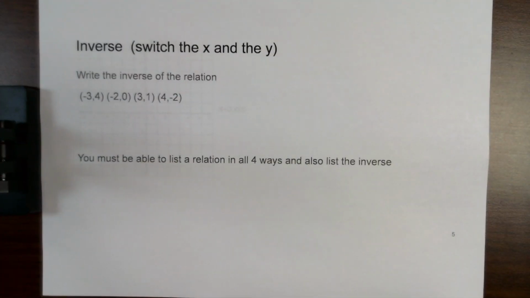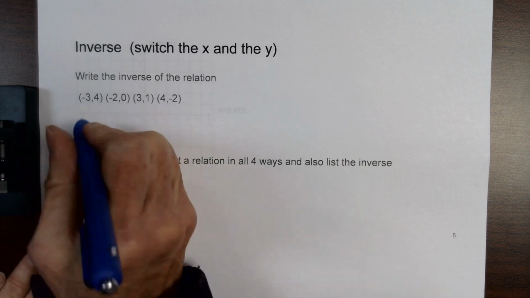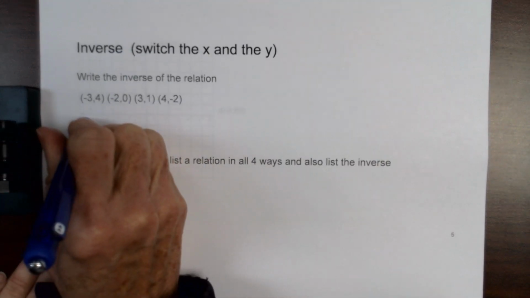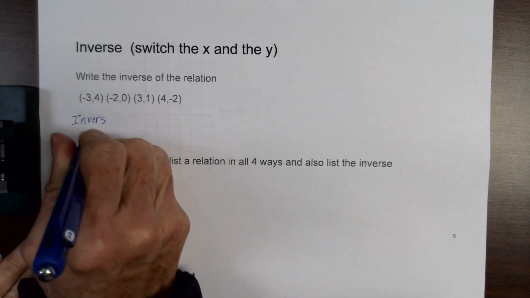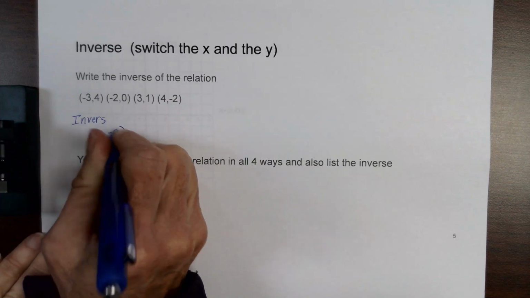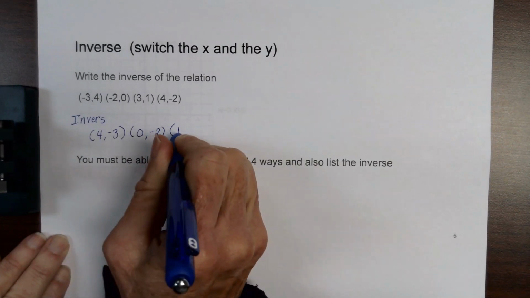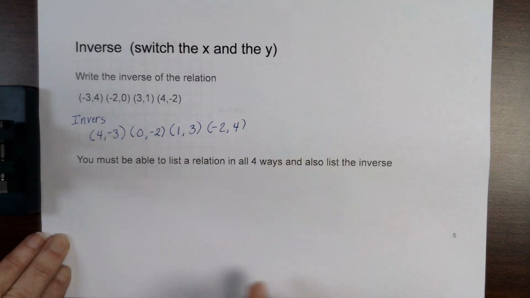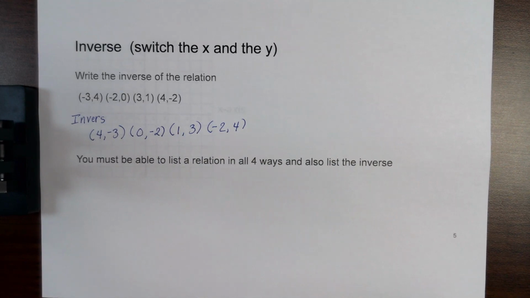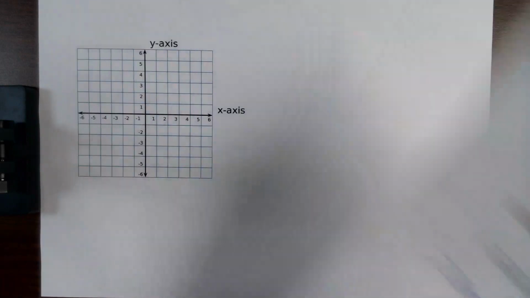All right, the other thing that you might have to do is write the inverse of a relation. To do the inverse, all you do is switch the x and the y. So on this relation that we've been working on, the inverse would be 4, -3, so I just switch those two. 0, -2, 1, 3, and -2, 4. So I just switch the x and the y. So you got to be able to list a relation in all 4 ways, and also list its inverse, and also list its domain and range.